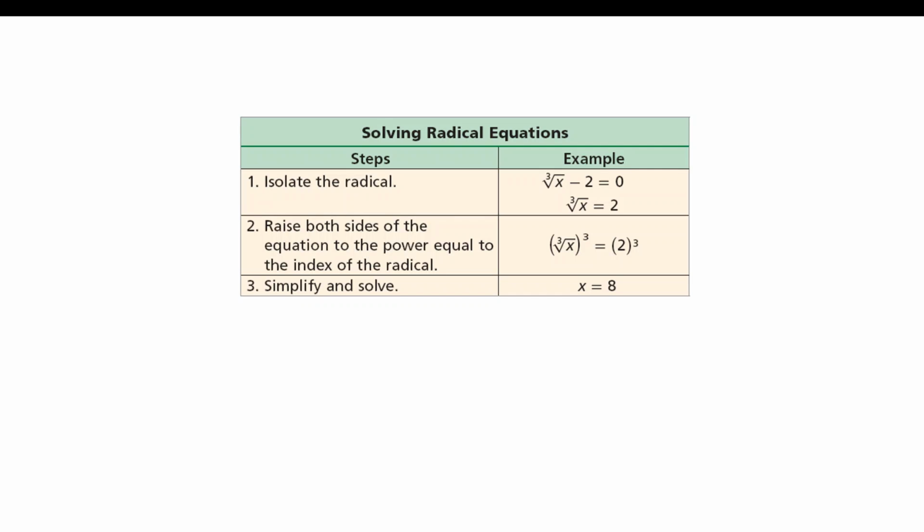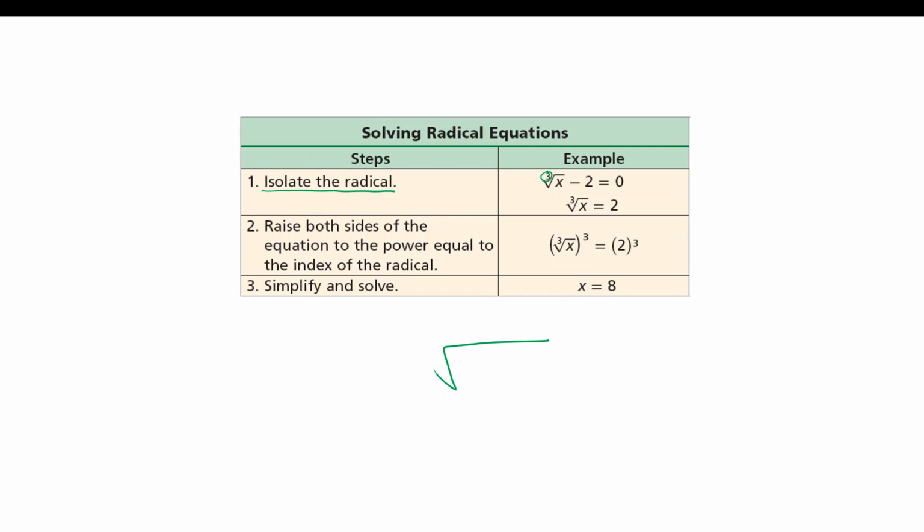All right, so the steps that we're going to need to do is, first of all, we want to get our radical all by itself. And so to do that, like in this example case, we just subtract 2 from both sides. And then it says to raise both sides of the equation to the power equal to the index of the radical. So if my radical was 3, I want to raise everything to the third power. And so 2 to the third power is 8, and we can see that this ends up 8.